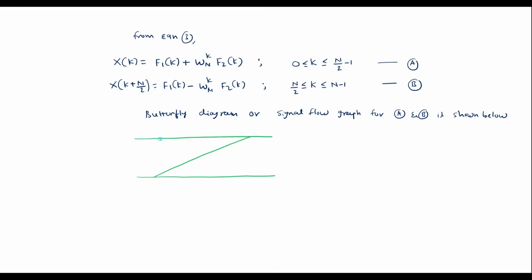So this is the shape of the butterfly diagram. Here these two nodes indicate input nodes and these two nodes indicate output nodes. In this equation, f1 of k and f2 of k are the inputs. I will write here f1 of k and here f2 of k. In equation A, x of k is the output, and here it is x of k plus N by 2.